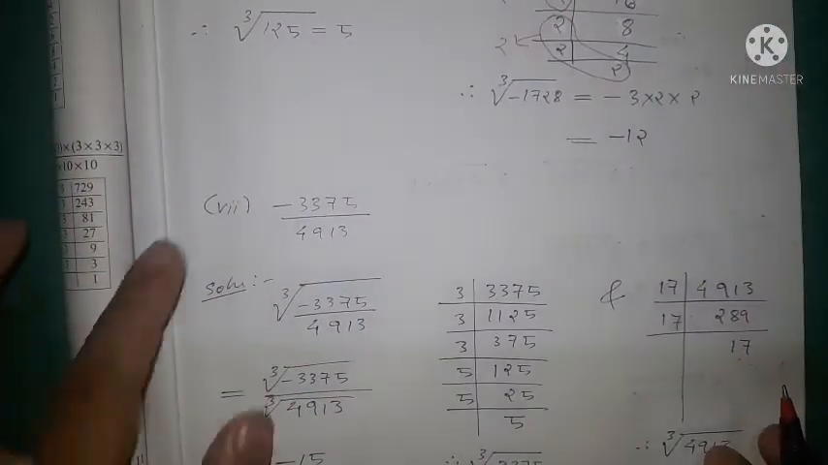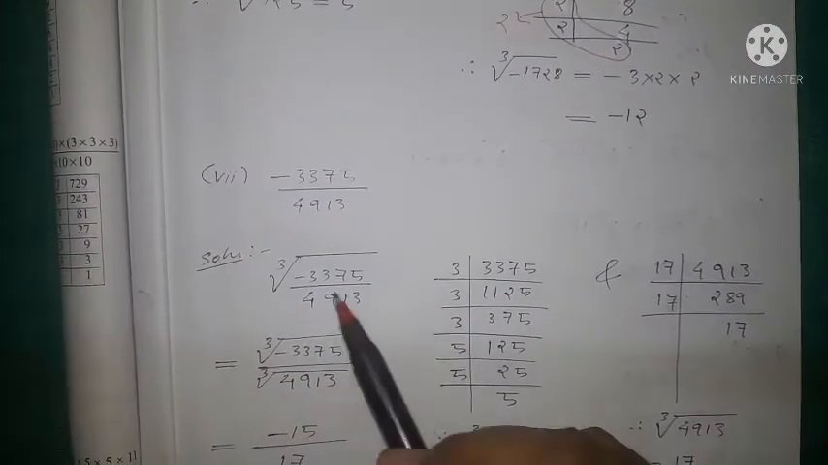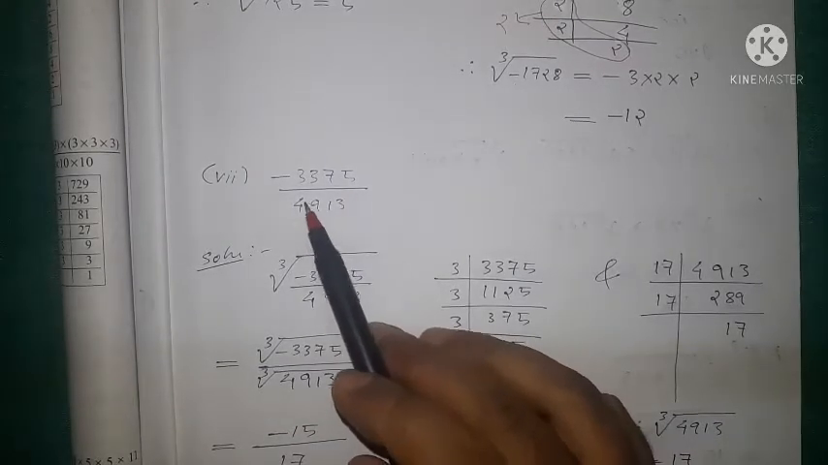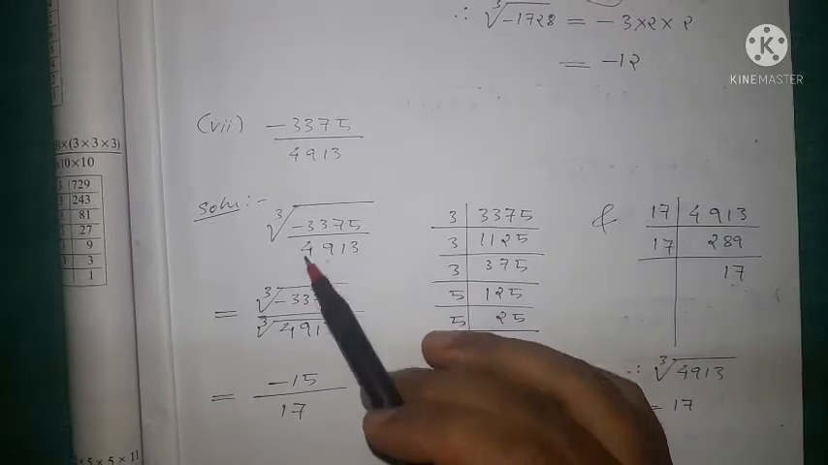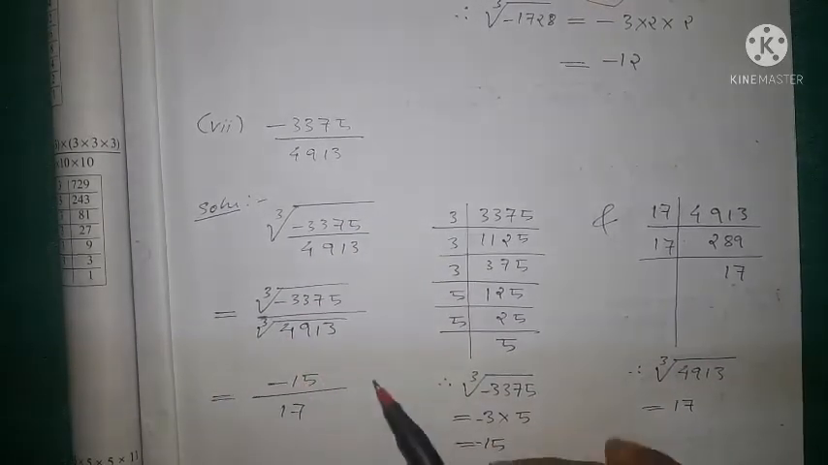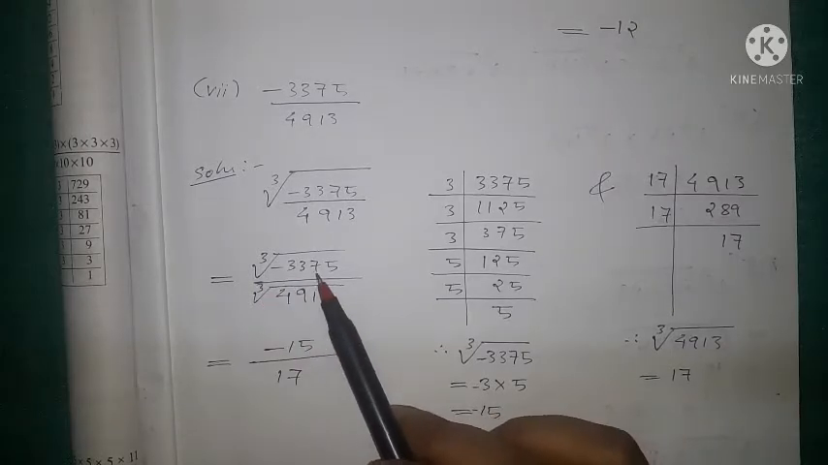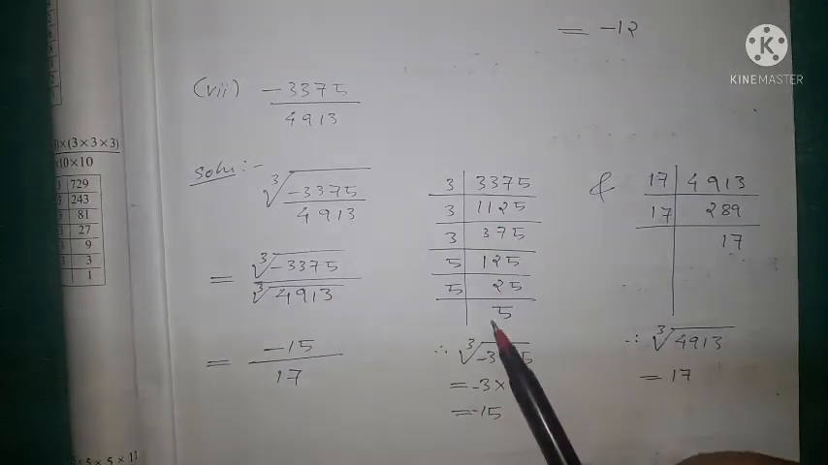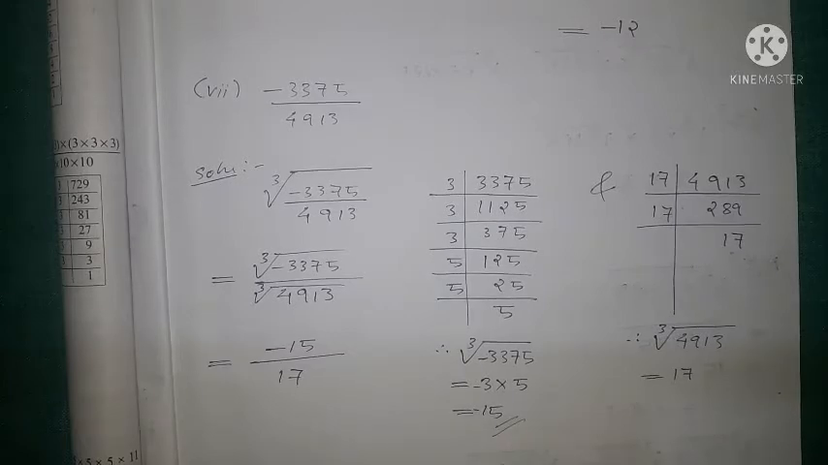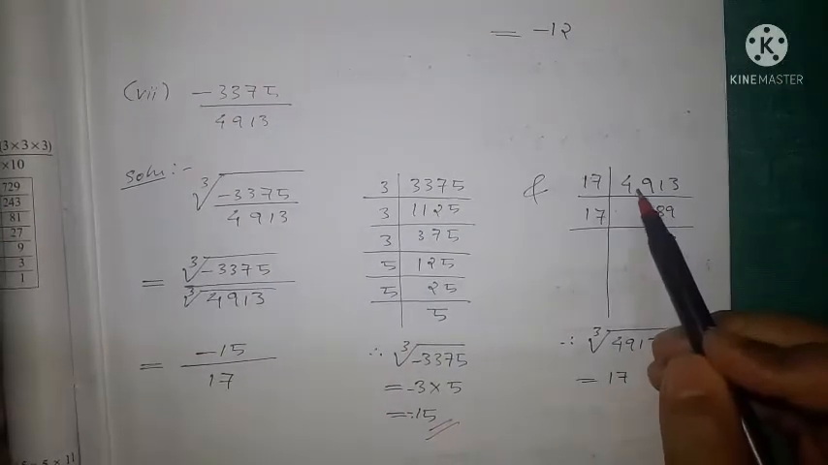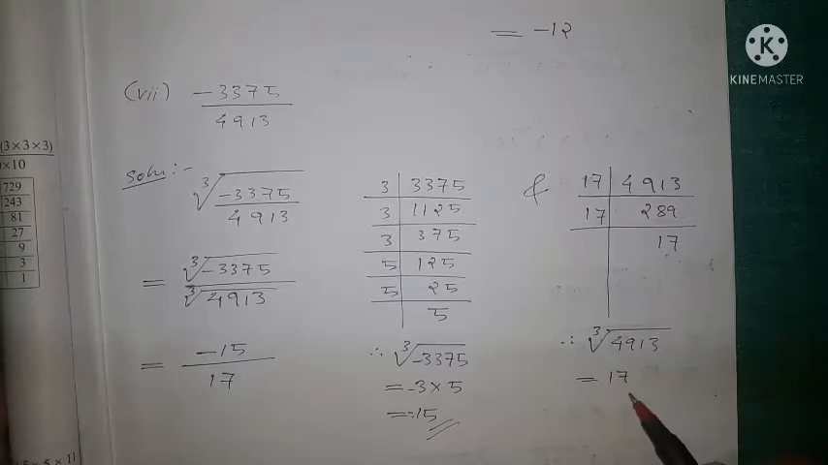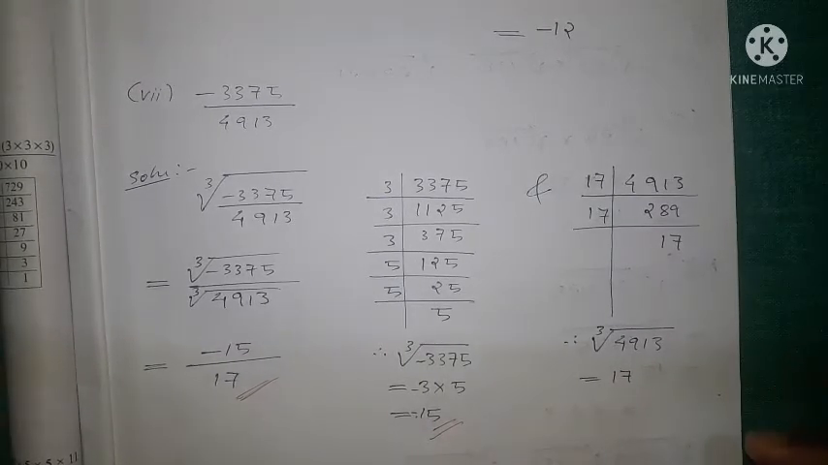Then Roman number 7, it is given minus 3375 by 4913. If we take the cube root similarly as square root, we can separate the cube root here. So if we separate the cube root, the cube root of minus 3375 is minus 15. Here we have obtained the answer. Since a minus sign is there, we have given one minus sign here. And the cube root of 4913 is 17. So therefore minus 15 by 17 is the answer.